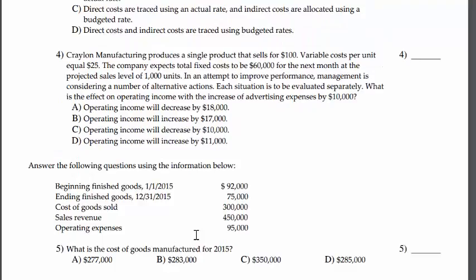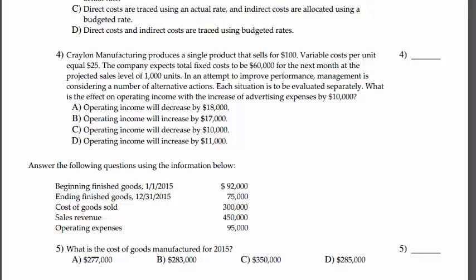Question 4. So this company produces a single product that sells for $100. Variable cost per unit equal $25. The company expects total fixed cost to be $60,000 for the next month at the projected sales level of 1,000 units. In an attempt to improve performance, management is considering a number of alternative actions. Each situation is to be evaluated separately. So what is the effect on operating income with the increase of advertising expenses by 10,000? So this question needs concepts, needs ideas, needs formulas in chapter 3.